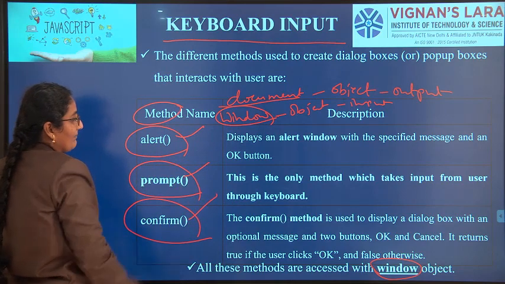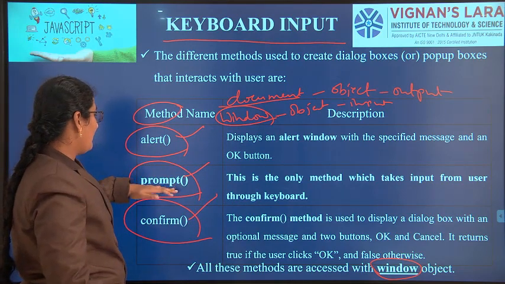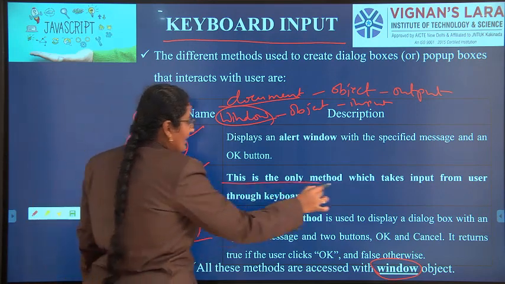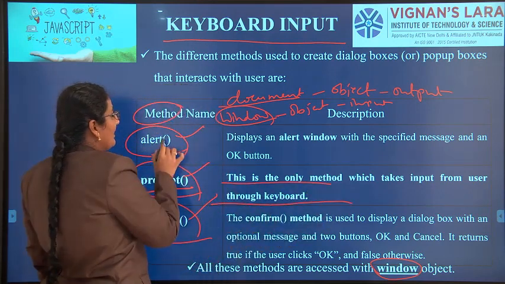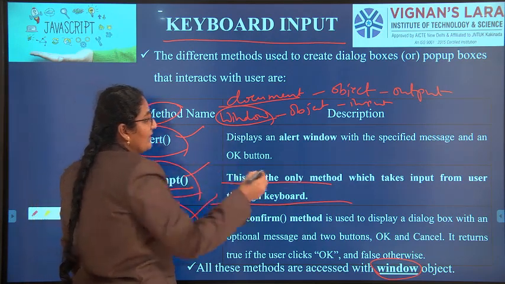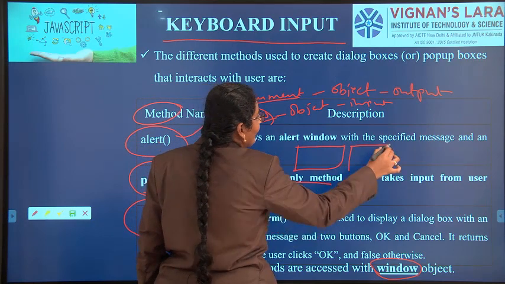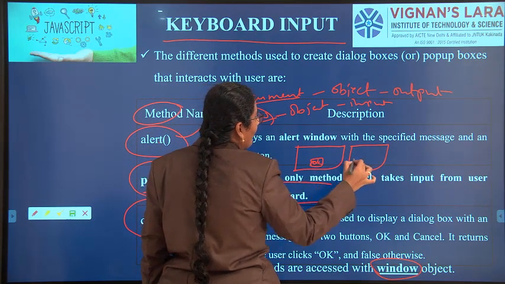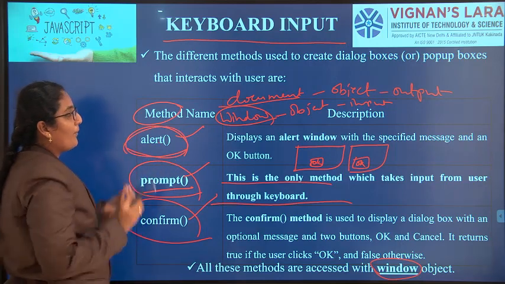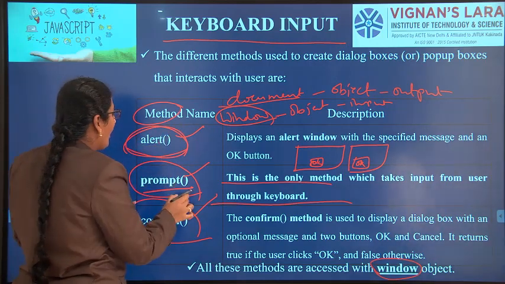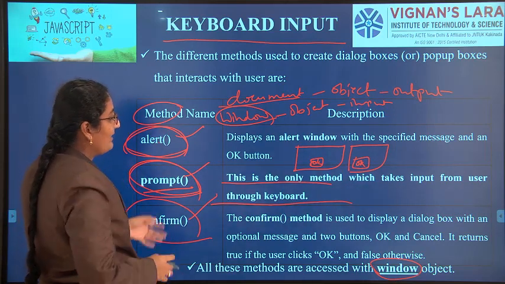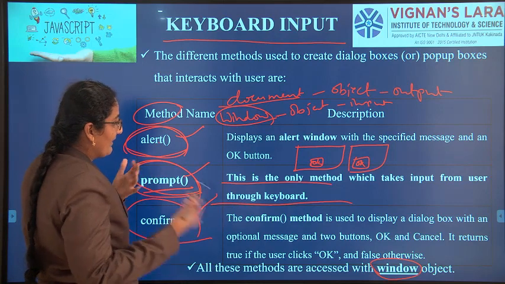Alert, prompt, confirm. Using prompt you can take input from only the keyboard. Alert is nothing but a message with an OK button, like "Do you want to exit?" or "Do you want to save?". These you will get with the help of the OK button. So alert is nothing but getting a pop-up message with an OK button. Prompt is nothing but you can take input from only the keyboard. Confirm is nothing but a dialog box with an optional message and two buttons.